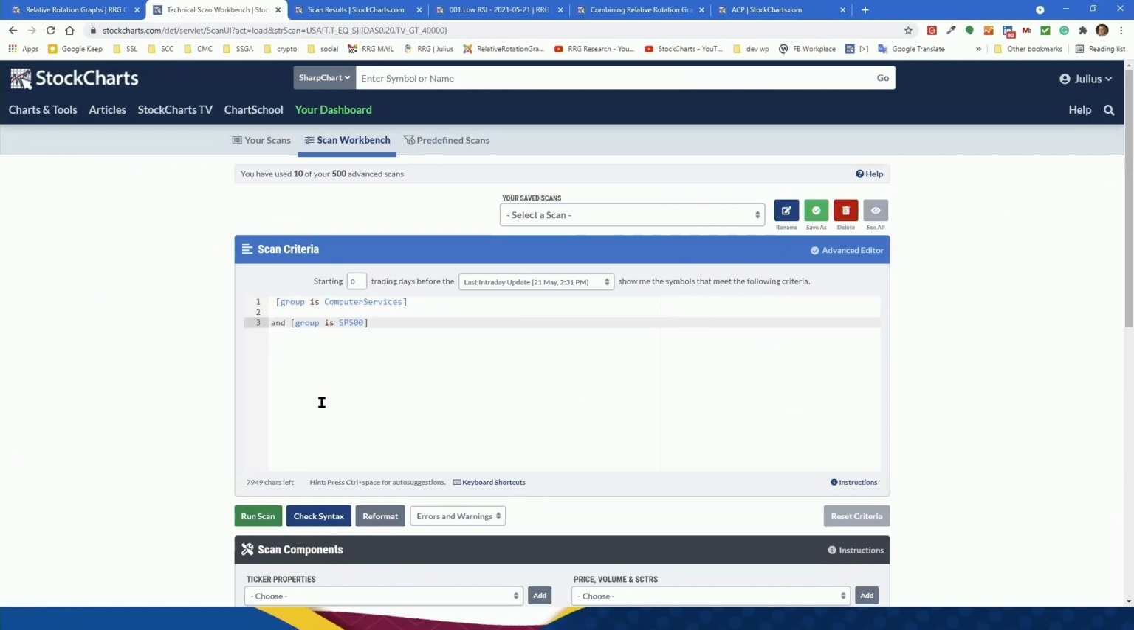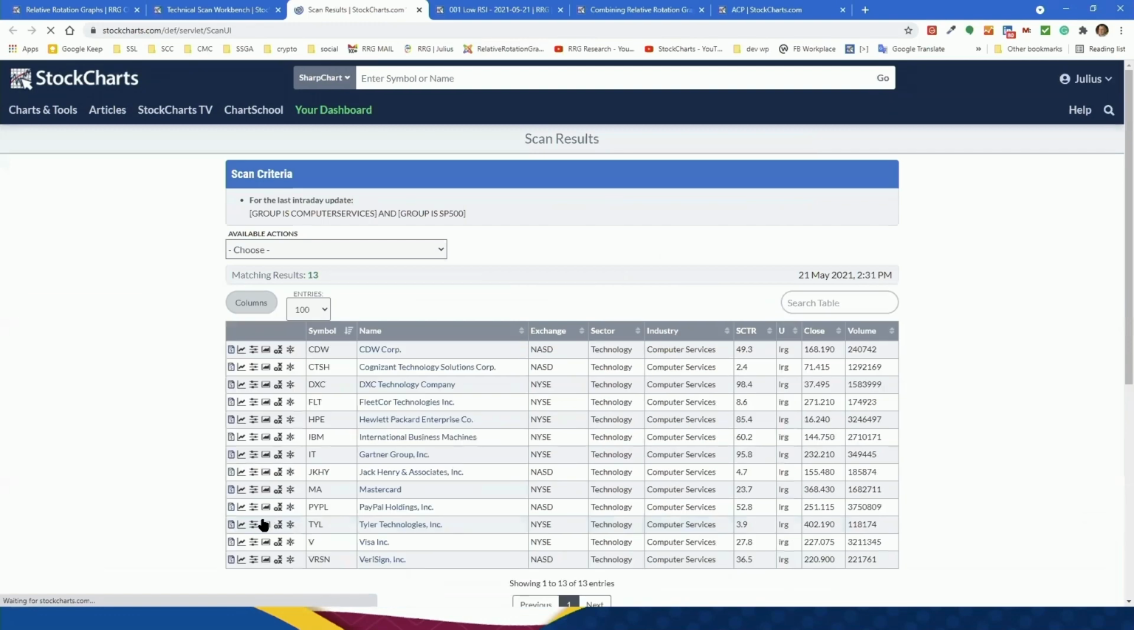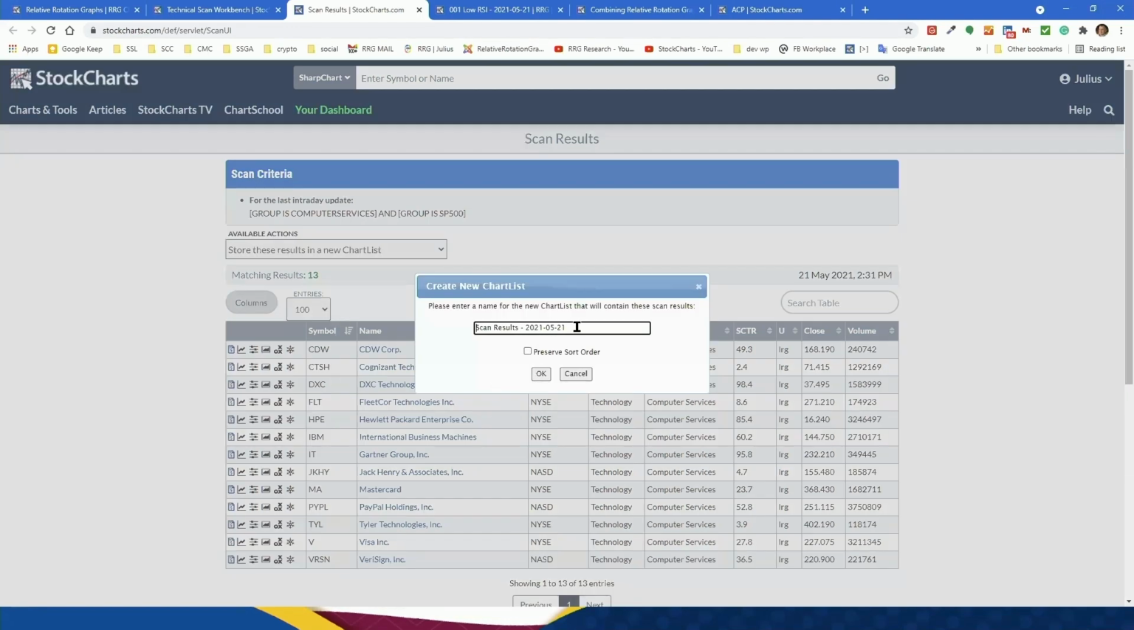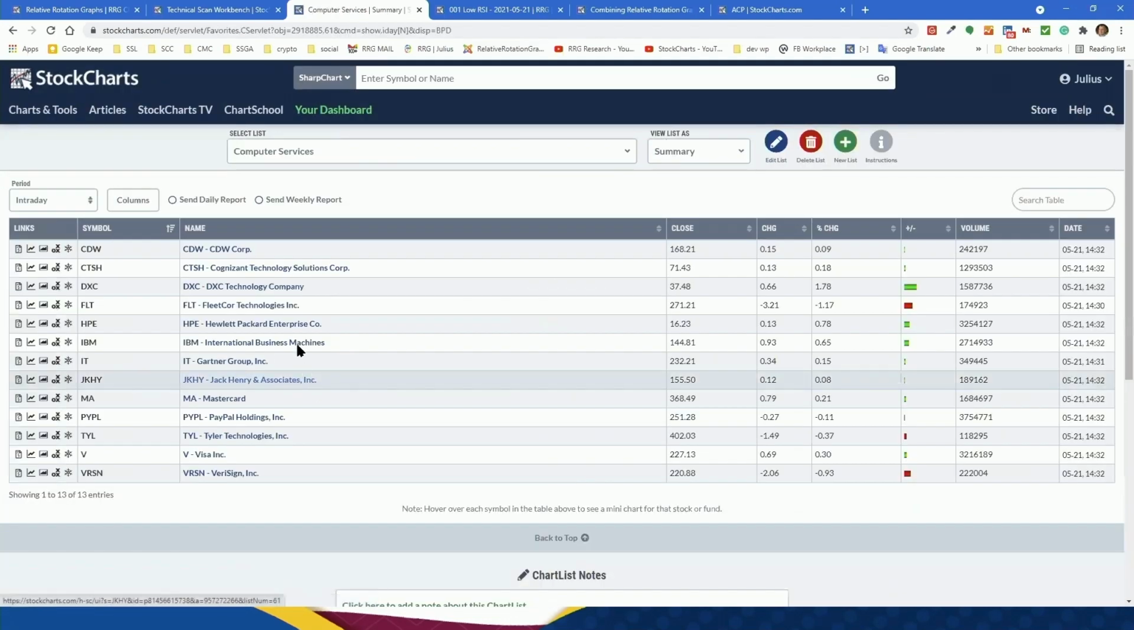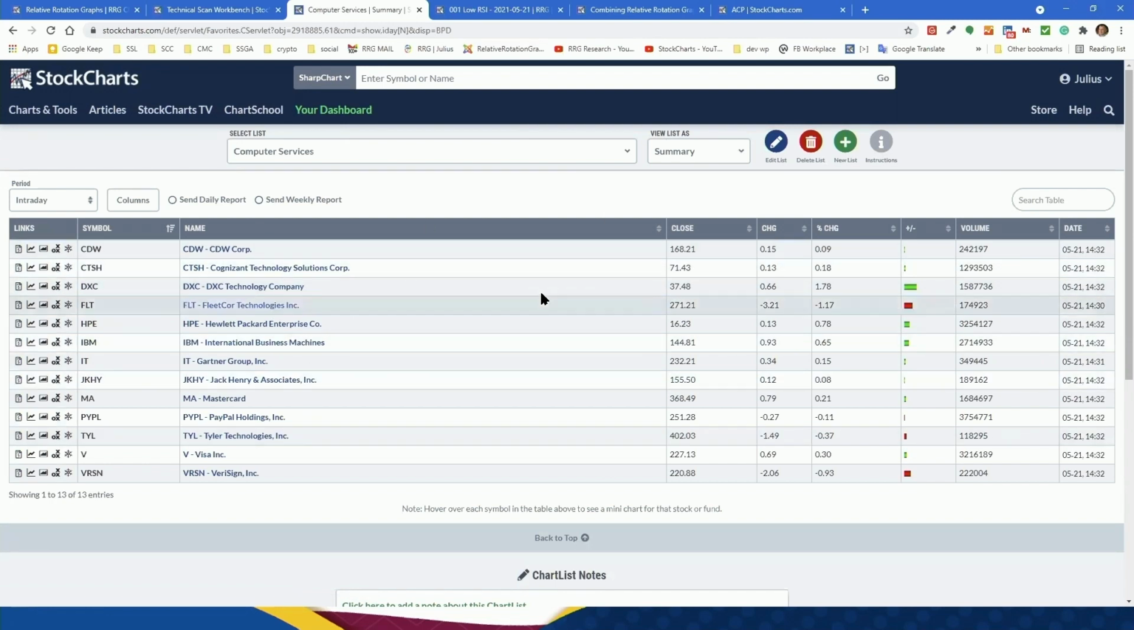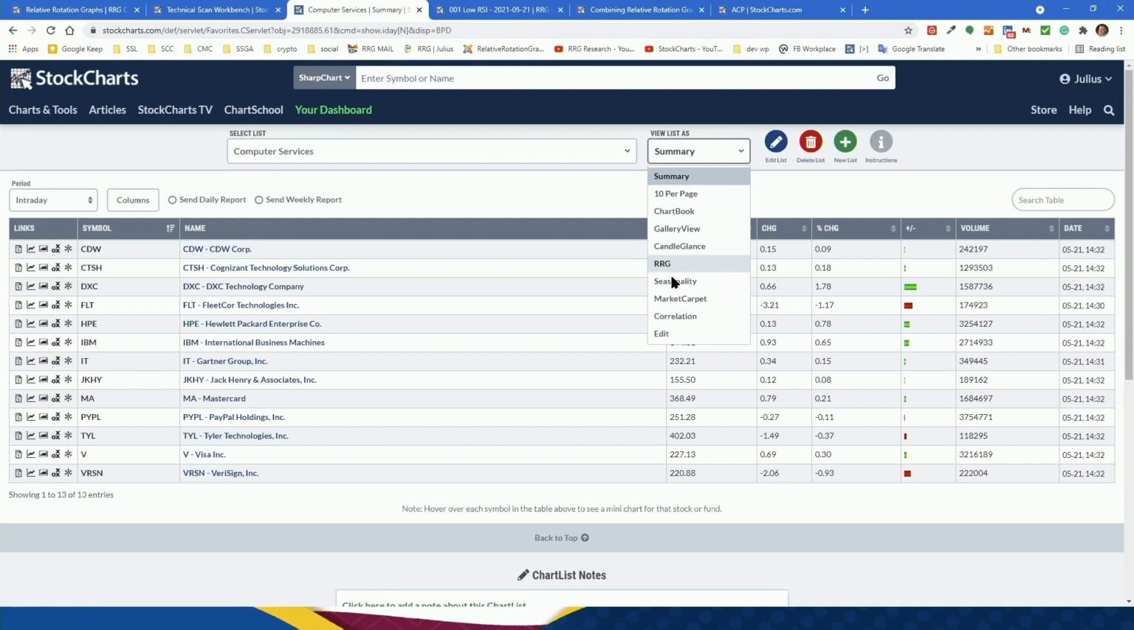So the group is computer services and the group is the S&P 500. Run the scan. You got 13 matches. You should know the drill by now. You store this in a new chart list. And this is actually a chart list that you could save for later use, so you don't have to do the scan every time. So I'm going to call this computer services. Save it. And now it's in my list, and every time I'm interested in computer services stocks, I can go in this list and I can look at it as an RRG.